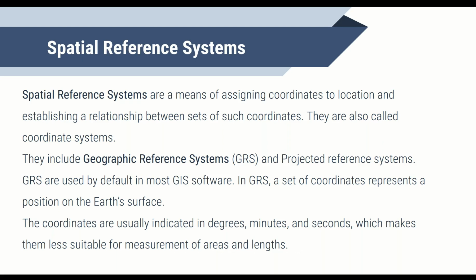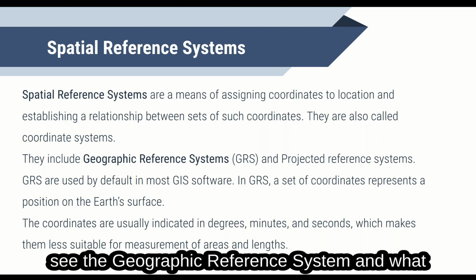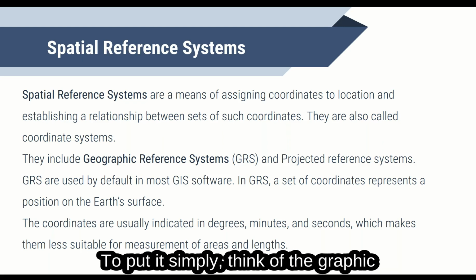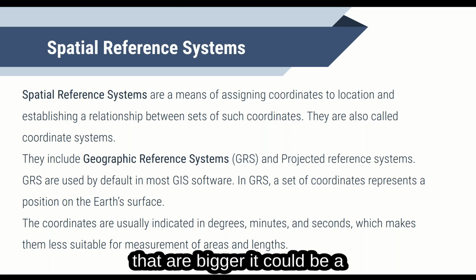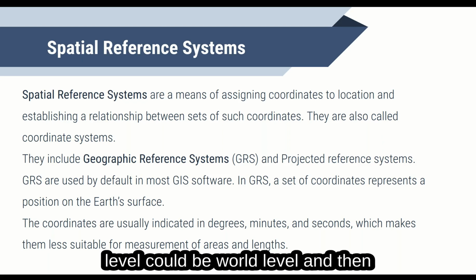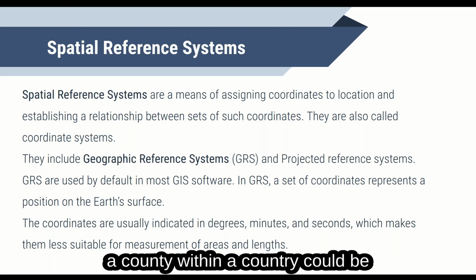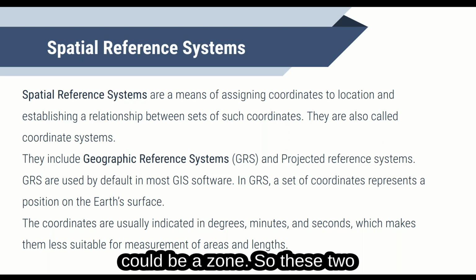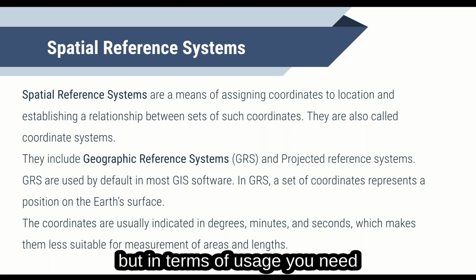So we have two broad classes, and we'll be able to see the geographic reference system and what we call the projected reference system. To put it simply, think of geographic reference system for data or for areas that are bigger. It could be a continent level, country level, could be world level. And then think of projected systems as systems that are used for specific areas. It could be a county within a country, it could be a state within a country, or it could be a zone.